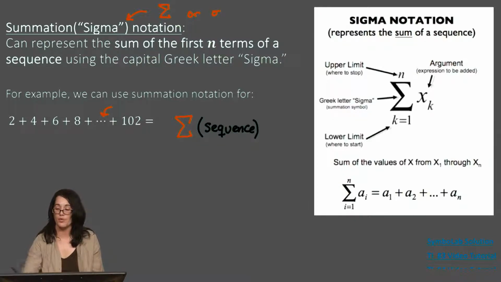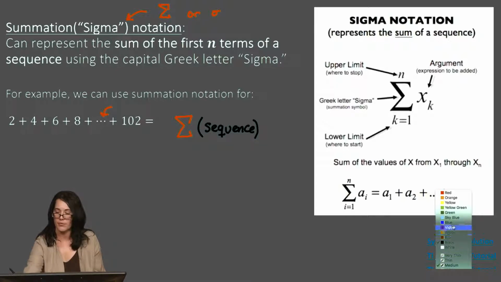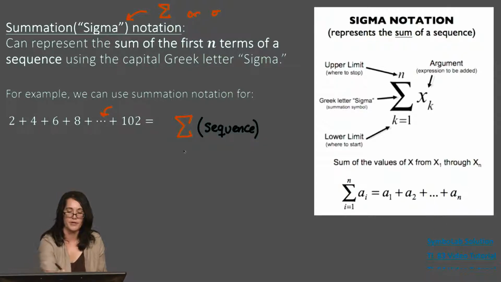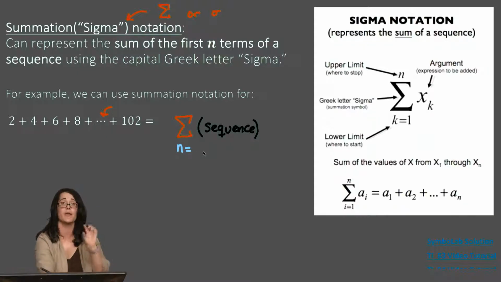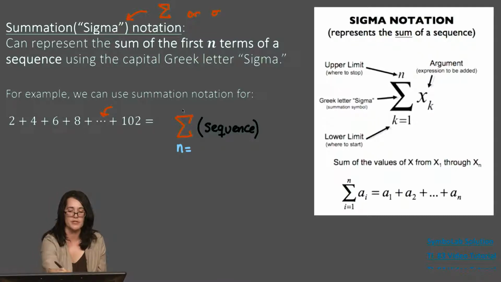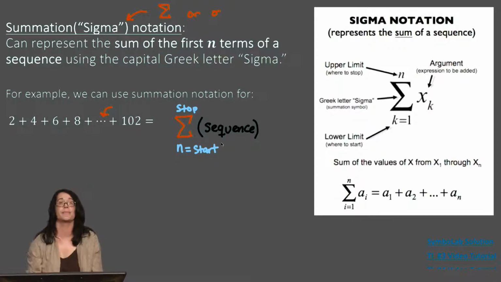But we need to tell the reader where to start. So we're always going to tell the reader to start at a certain value, like n equals or i equals or k equals. You can pick whatever variable you like, but you have to be consistent to use the same letter in your problem, until a certain number here, wherever you stop. So you tell it where to start, and you tell it where to stop. So let's see how this would look in our situation.